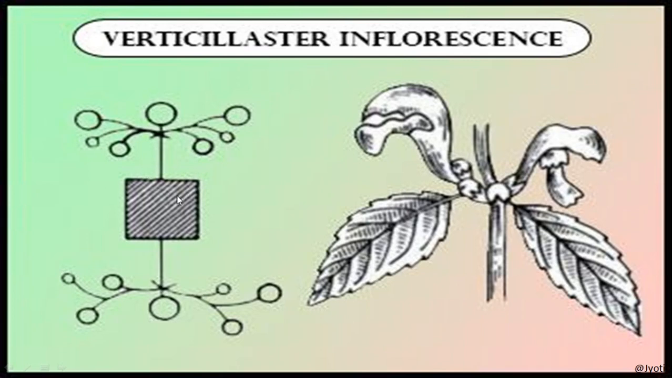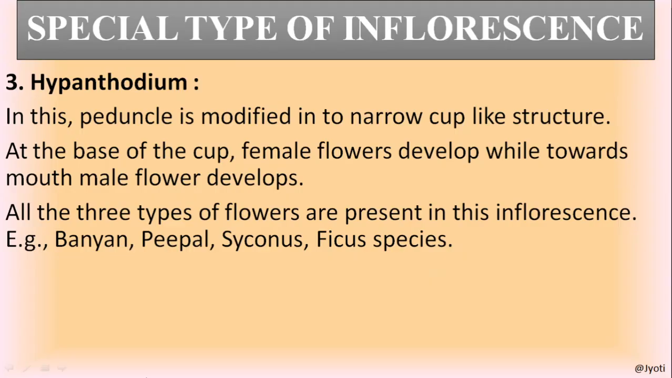But since here there are two branches developed from a single point of the stem and they are opposite to each other, you can see they are growing this way and they are going this way. So they are facing each other. Such type of inflorescence is called verticillaster, which is seen in case of Tulsi, Ocimum sanctum. Okay. The third type of special inflorescence is Hypanthodium.